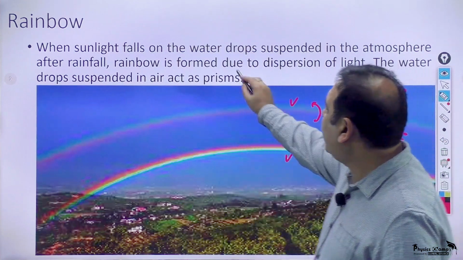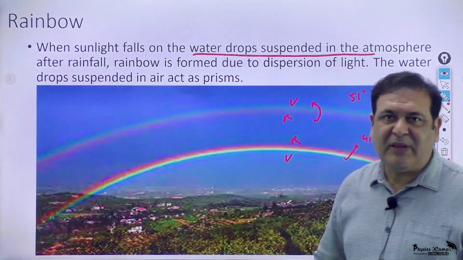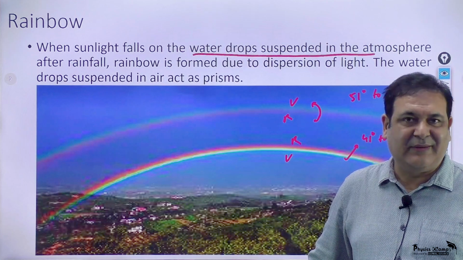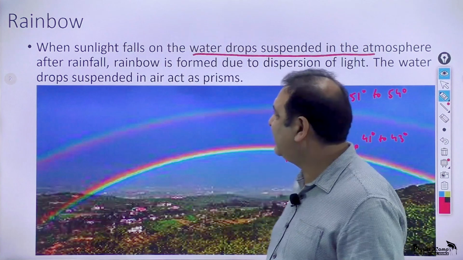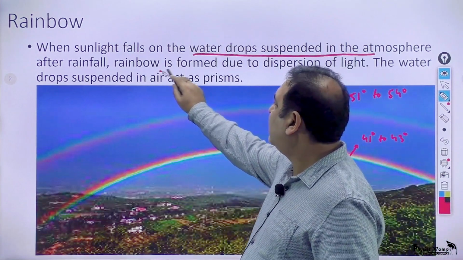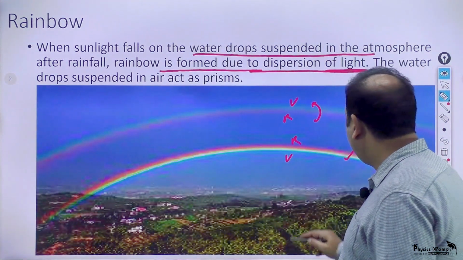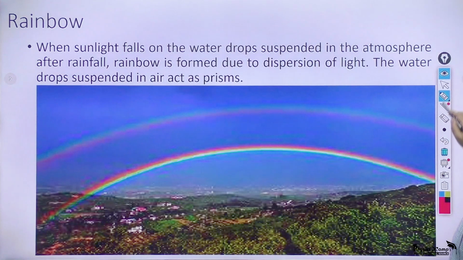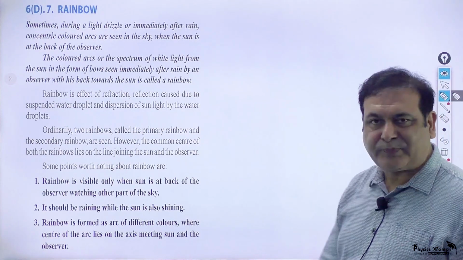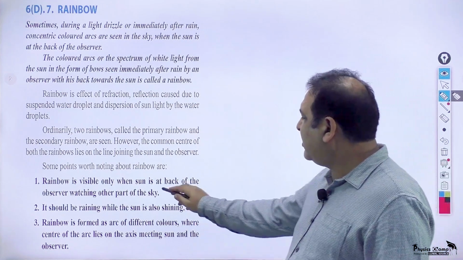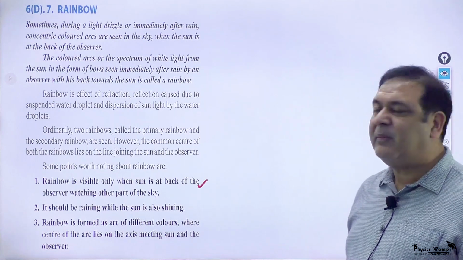So when sunlight falls on the water droplets suspended in the atmosphere, now you may think why it should be raining. So it is when the sunlight falls on the water droplets after the rainfall, the rainbow is formed due to dispersion of light. So let's try to see some more details about the rainbow. Rainbow is visible only when the sun is at the back of the observer watching the other part of the sky.